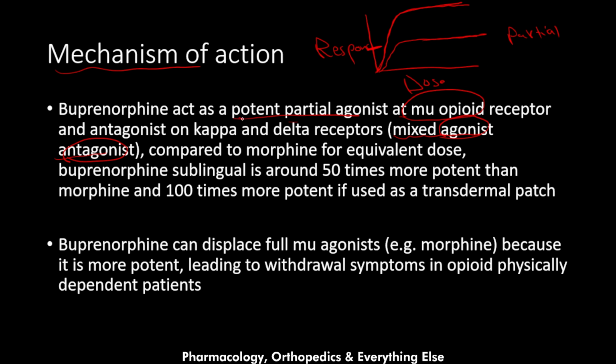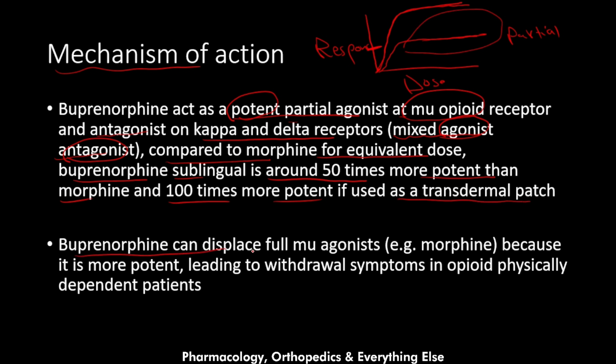So buprenorphine binds potently to the mu receptor, and it works as a partial agonist, so it produces less effect than a full agonist like morphine and heroin. It also works as an antagonist on the kappa and delta receptors. So it is an agonist on the mu and an antagonist on the kappa and delta. Compared to morphine, for an equivalent dose, sublingual buprenorphine is around 50 times more potent than morphine, and 100 times more potent if used as a transdermal patch.